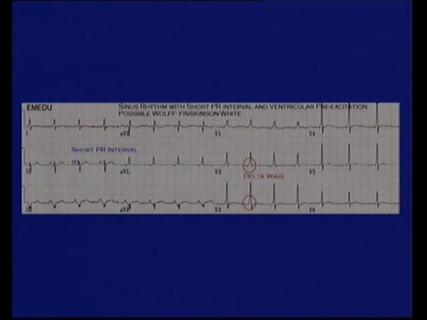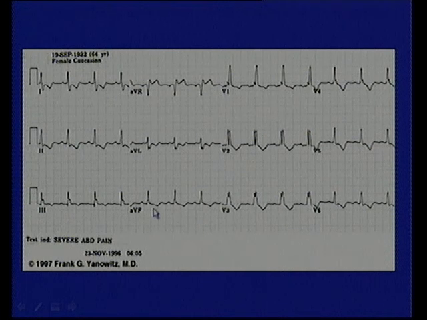But here you can see the prominent delta wave, which is a slurred upstroke seen on the upstroke of the QRS complex. So if you have a short PR interval with this prominent upstroke, it is called WPW syndrome.